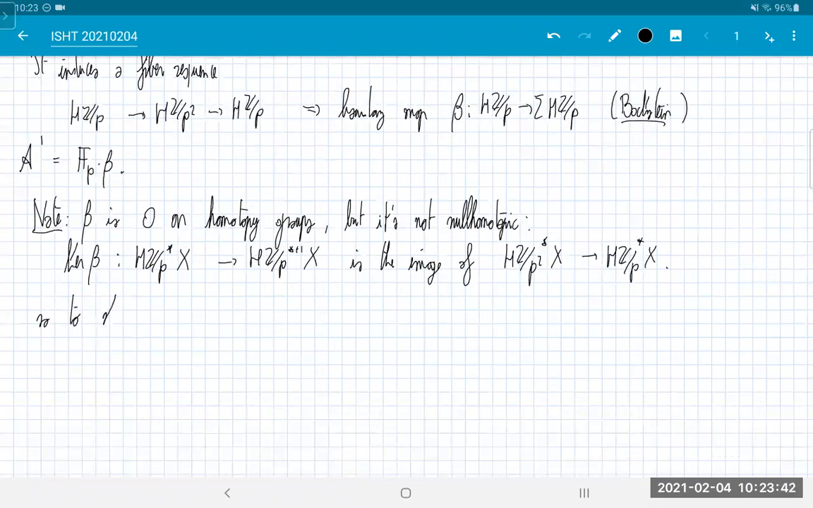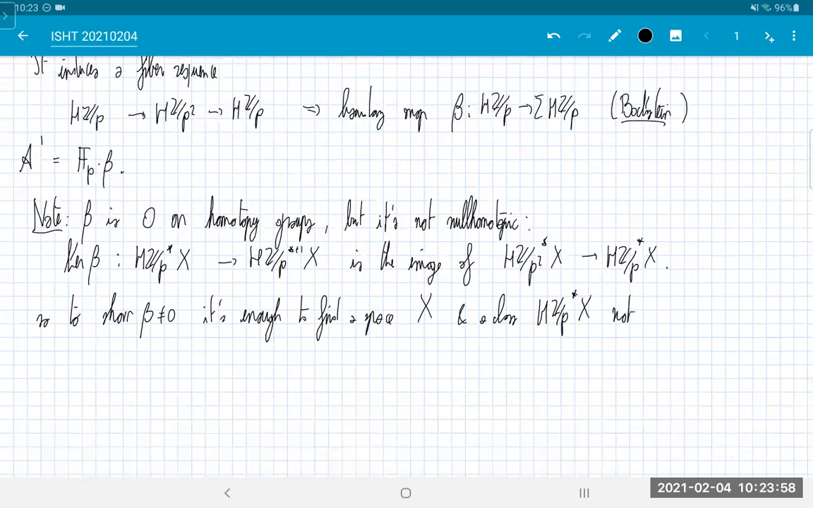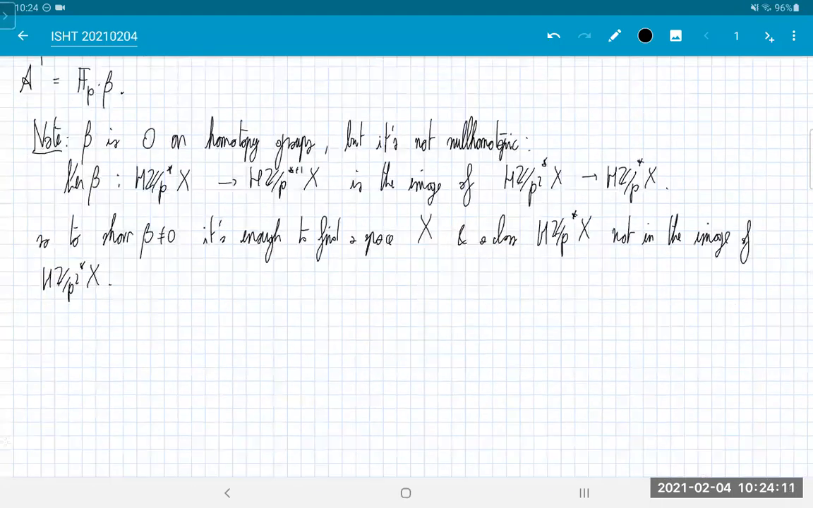To show beta as non-zero, it's enough to find a space X and a class in HC mod P star X not in the image of HC mod P square X. And let me do it in the case P equals 2.